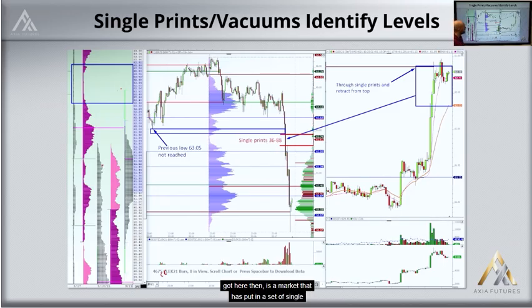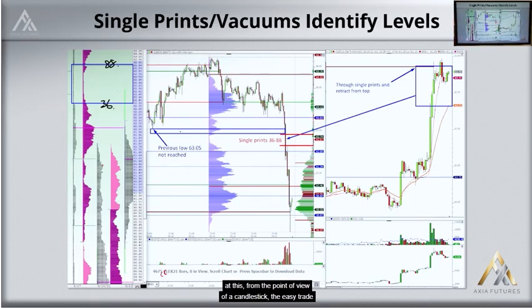What we've got here then is a market that has put in a set of single prints up here. So this is the profile beforehand. Your single prints run from 90 at the top down to 36 at the bottom, which is this little zone here. In fact, so I put 90, it actually runs from 88. So 88 to 36. That's these two red lines just in here.